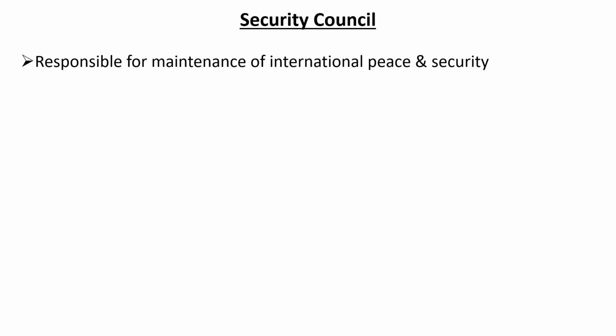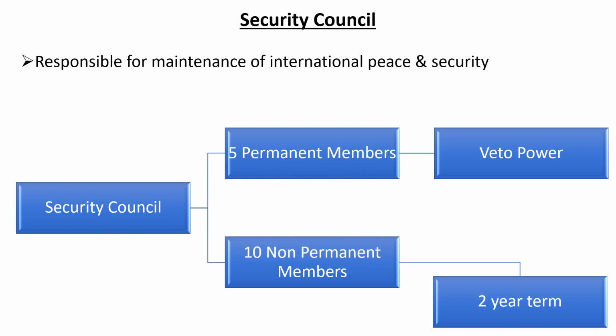Now let's talk about the Security Council. It is responsible for maintenance of international peace and security. The Security Council comprises a total of 15 members, out of which 5 are permanent, whereas 10 are appointed for a 2-year term each. A country cannot be re-elected immediately after completing a term of 2 years. It is the 5 permanent members of the Security Council which possess the veto power or the power to block passing of a resolution by voting against it. So if any one of the 5 permanent members votes negatively, the resolution cannot be passed.